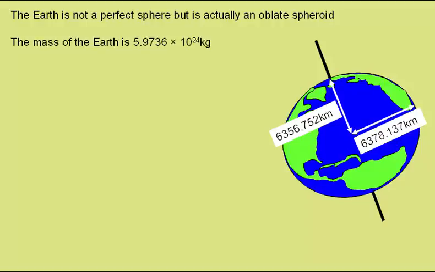The mass of the Earth is 5.9736 times 10 to the 24 kilograms, and we know that force is equal to minus G big M little m over r squared, and also that little g, the gravitational field strength, is equal to the force over mass, which in this case will be equal to minus the gravitational constant times big M, which we can take as the mass of the Earth, over the radius squared.